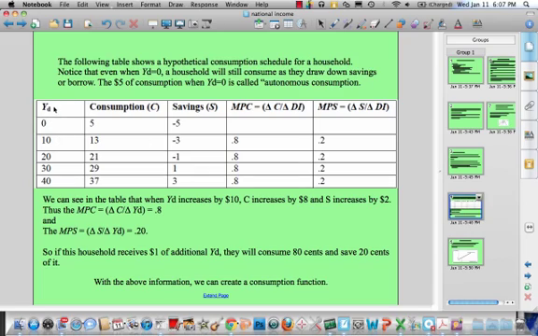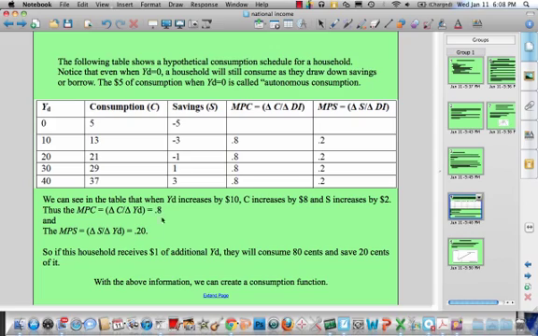So look at this table. As you see disposable income increase, you're also seeing a positive change in consumption, and a positive net change in savings. The marginal propensity to consume for this hypothetical household, because these are linear, is 0.8. Marginal propensity to save, which is 1 minus marginal propensity to consume, is 0.2. So we can see in the table that when disposable income increases by $10 every $10 step, consumption increases by 8, and savings increases by 2.